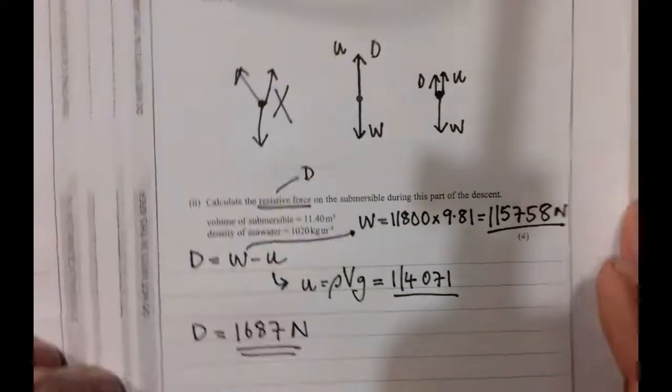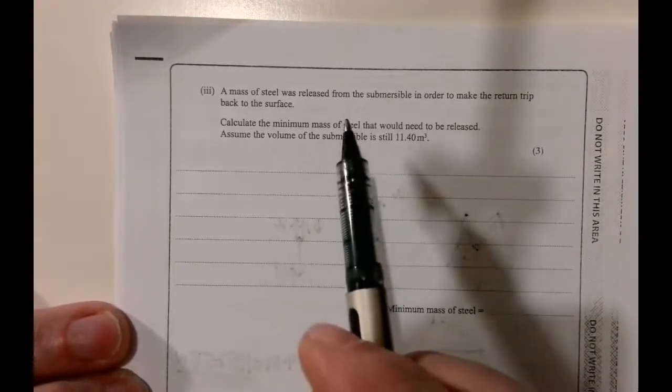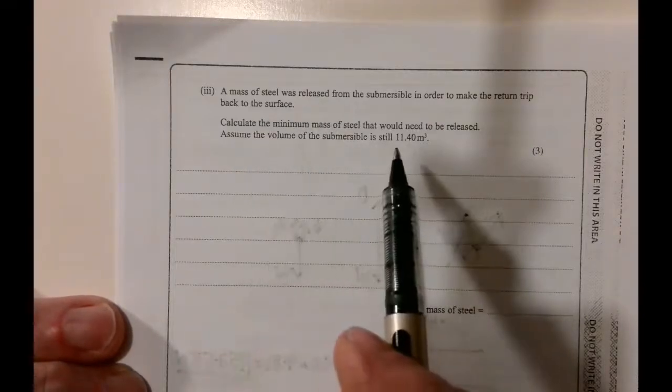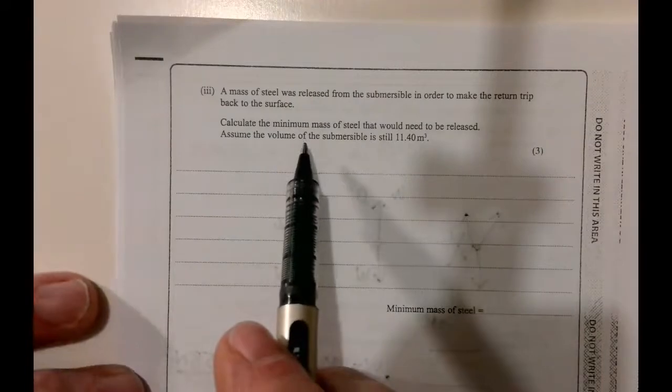Let's go to part C. Okay, it's not part C. It's part I, but let's go to it anyway. This time, what we're being asked is what needs to happen for it to make a return trip to the surface. Basically, the volume of the submarine is going to stay the same, so the upthrust is going to stay the same. So what we need to change is the weight of the submarine.